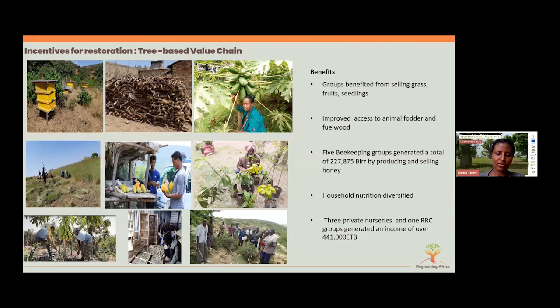Communities are also getting additional income through beekeeping activities and fruit orchards, by selling high-value fruits to the local community. There is also production of tree seedlings by youth groups, who sell them in the market and generate income. These benefits and income-generating activities highly motivated the local community to actively engage in land restoration. Next slide, please.